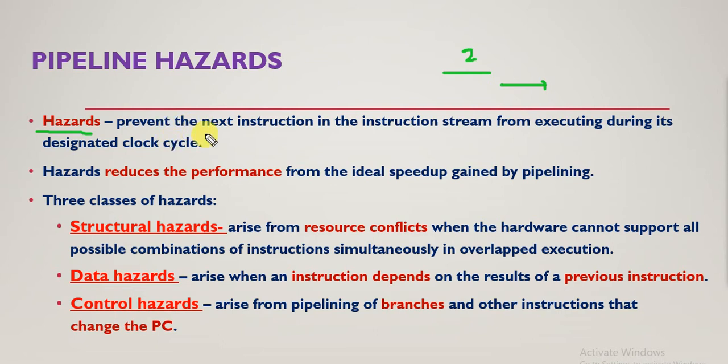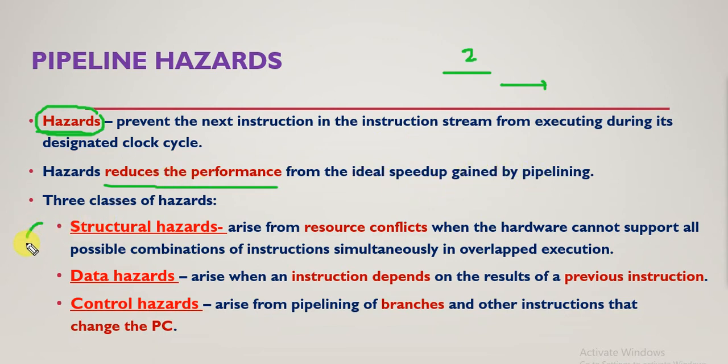So it prevents the next instruction in the instruction stream from executing during its designated clock cycle. Due to the problem of one instruction, the next instruction cannot be executed at the designated clock cycle. That is called a hazard. That is a major problem of the pipeline system. So hazards reduce the performance, as you know. If some instruction is being delayed, automatically it reduces the performance from the ideal speedup gained by pipelining.